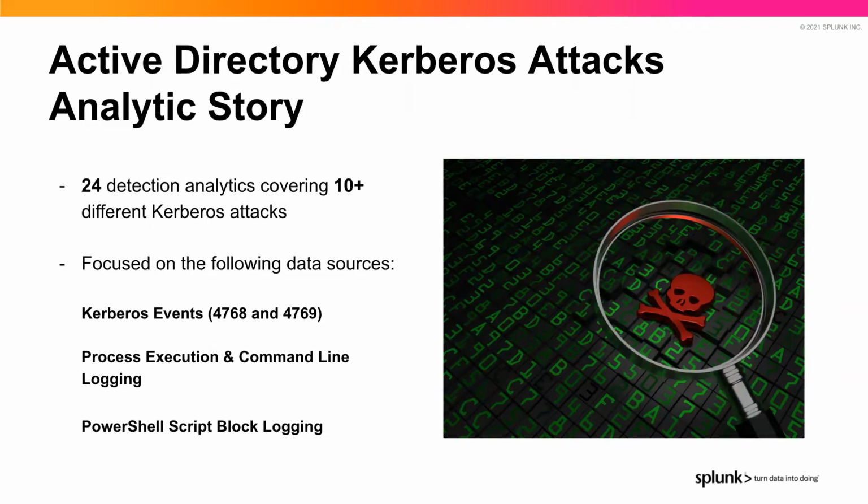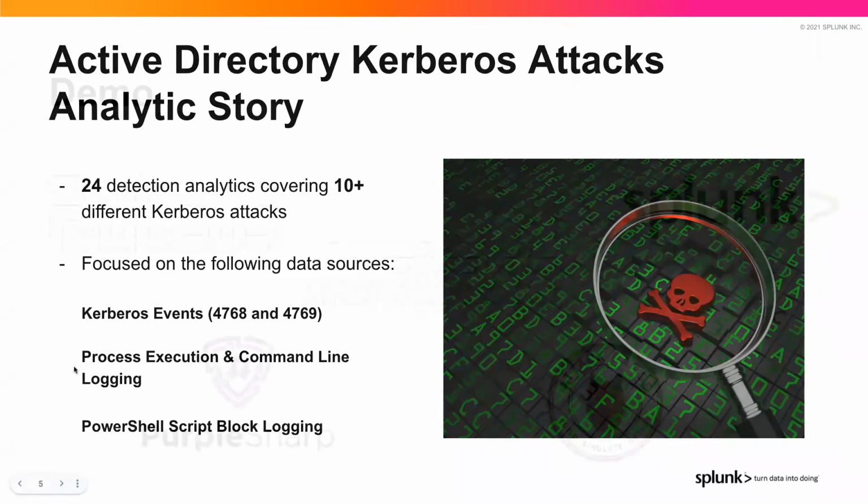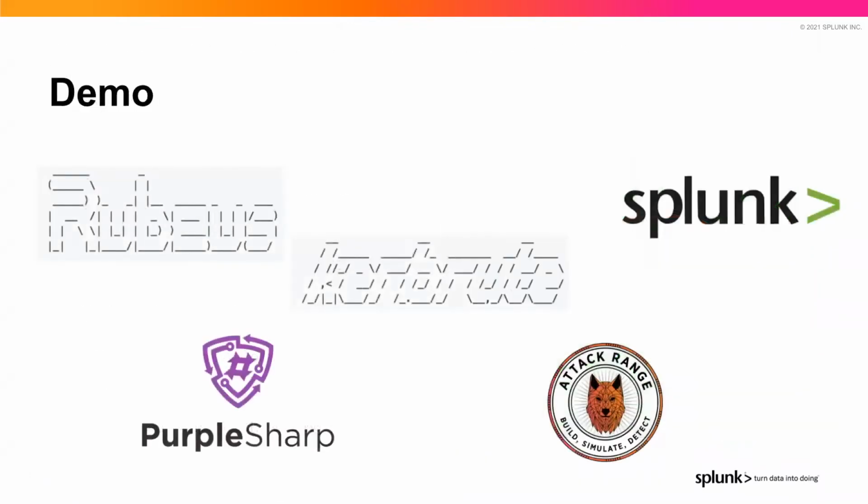As it is now, it has 24 detection analytics covering more than 10 different types of Kerberos attacks. It focuses on the following data sources, of course, Kerberos events. We also use process execution and command line logging, and PowerShell script block logging. This analytics story is a work in progress. We will continue to add new detections for different attacks and different ways of detecting them, right? So we're now going to jump to the demo.